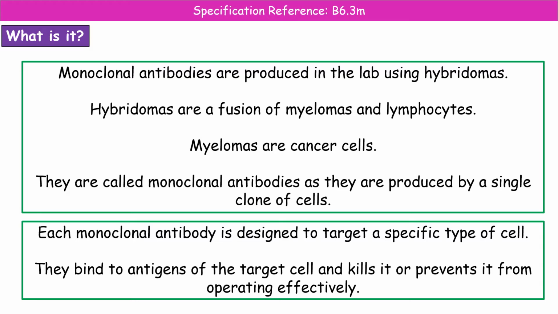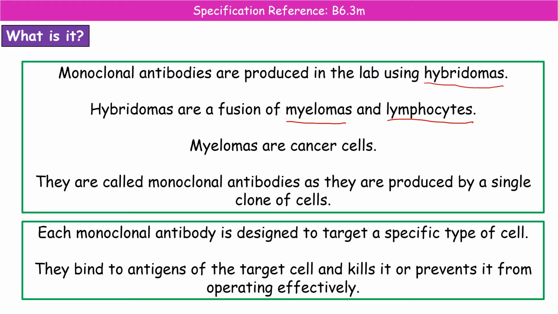Now, a monoclonal antibody is produced in the lab using a special type of cell called a hybridoma. A hybridoma is a cell that we've made by fusing myelomas, cancer cells, and lymphocytes, a type of white blood cell that makes antibodies. So the hybridoma is the cell we've made by joining the myelomas and the lymphocytes. We call these things monoclonal antibodies because they're produced by this single clone of cells. So once we've made this hybridoma, they are all going to make the same monoclonal antibody.